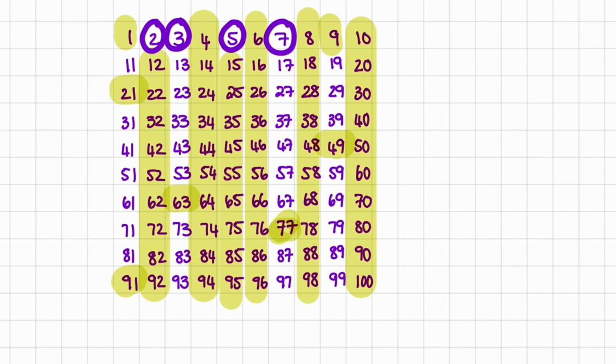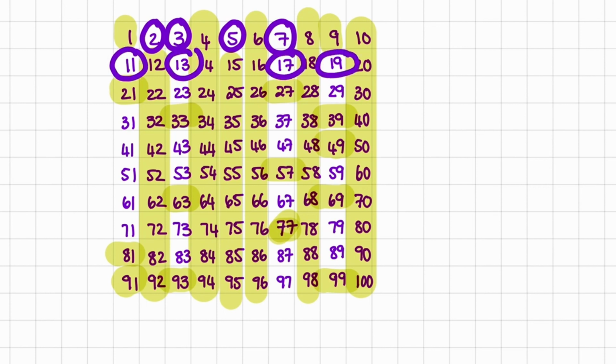Next, we already have the multiples of 5. So let us take out the multiples of 3. So I count in 3s. And we can do this quickly. So it'll be 27, 33, 39, 57, 69, 81, 93, and 99. And now all of the numbers that we haven't highlighted, these would be prime numbers.